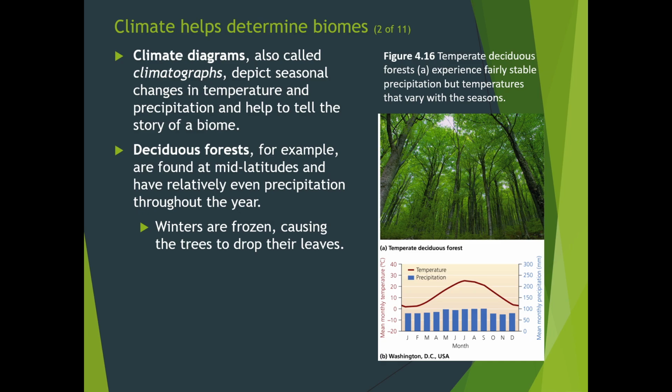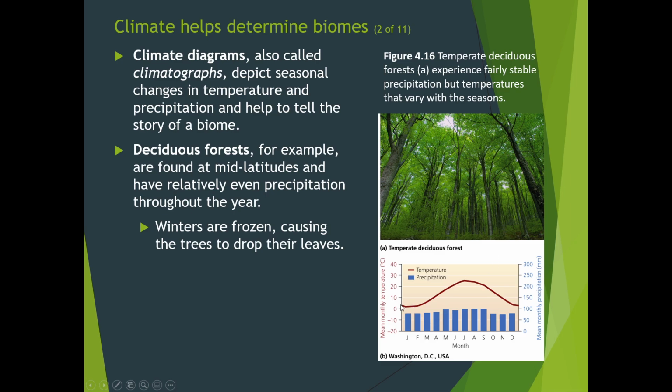So climate helps determine the biome. Climate diagrams, also called climate graphs, depict the seasonal changes. Here we got the deciduous forest. These are found in the mid latitudes and have relatively even precipitation through the year, so the trees that need a lot of water can actually uptake that water and do okay. Winters are frozen, causing the trees to drop their leaves. So these aren't like the pine trees.